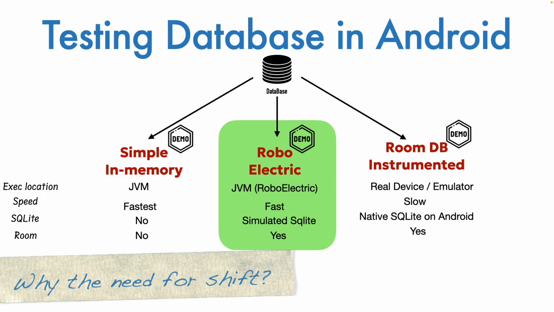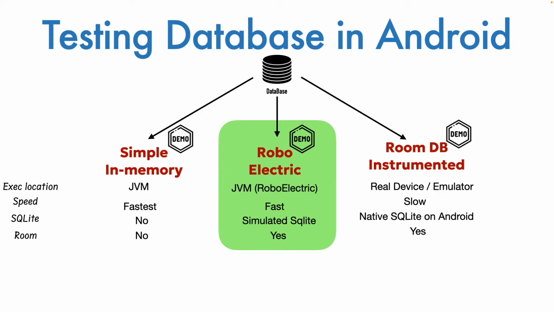Because the disadvantage with the previous mechanism is you are not really testing the SQLite database, you are testing it using a fake. You are creating a custom in-memory database and that's what you are testing. It's fast, but it's not really good enough to simulate a real SQLite database. And that is where the Robolectric framework comes into the picture.